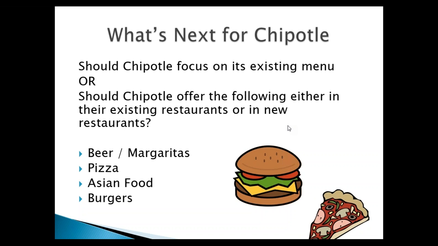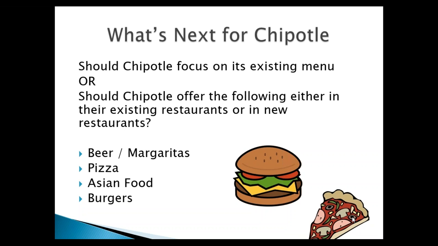Asian food causes people to try different things. Evidently, in some stores, they do sell beer and margaritas already. Yeah, so maybe it was one of their initial test locations. Evidently, in the Chicago area. The note from this student: introduce a happy hour. Yes, and they can sell some of their chips and guac. They can probably create a menu like that, some of their tacos.